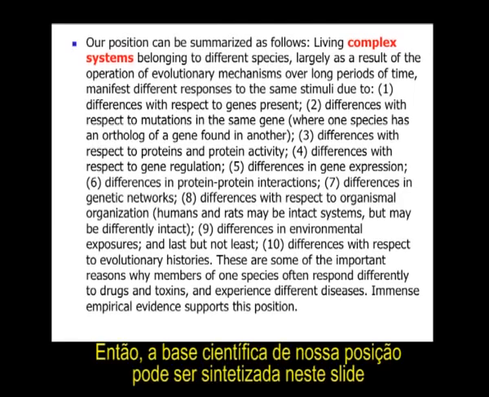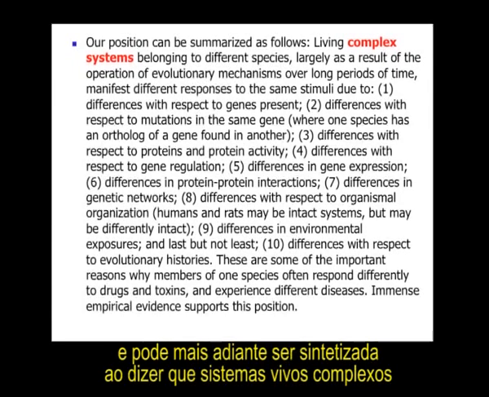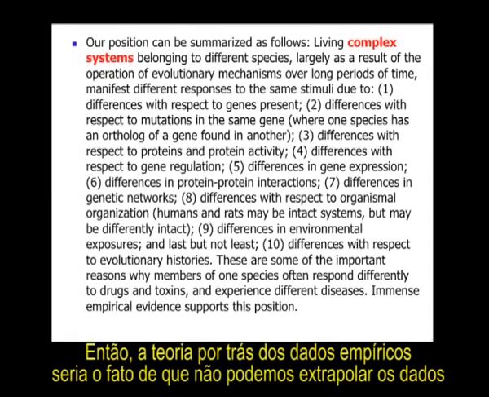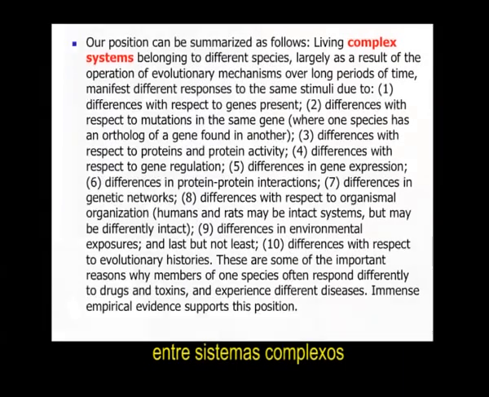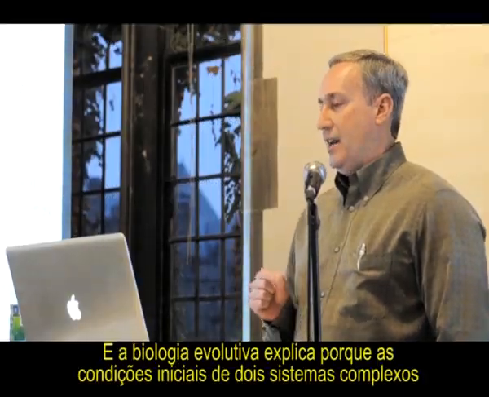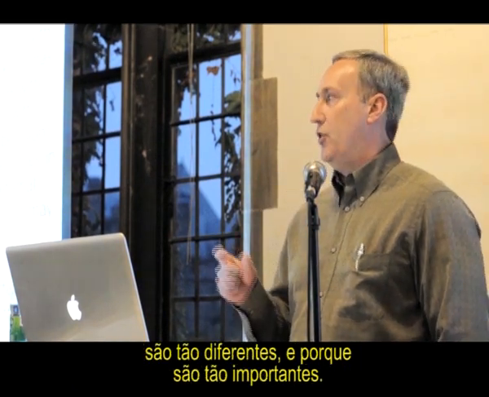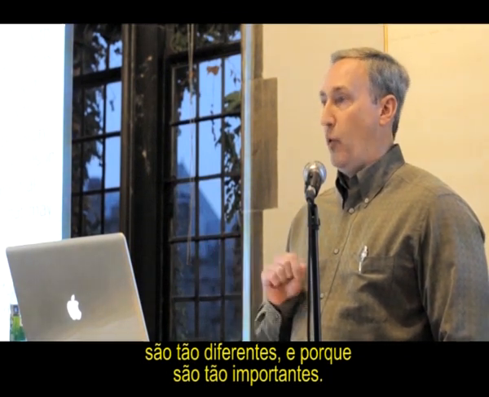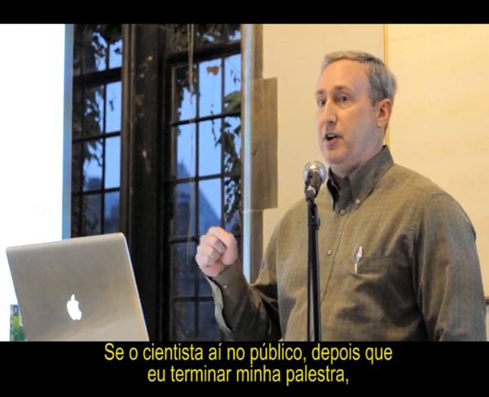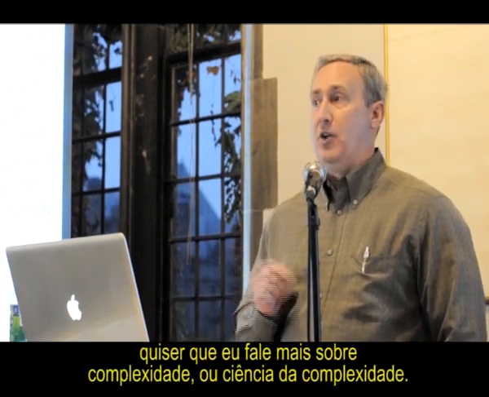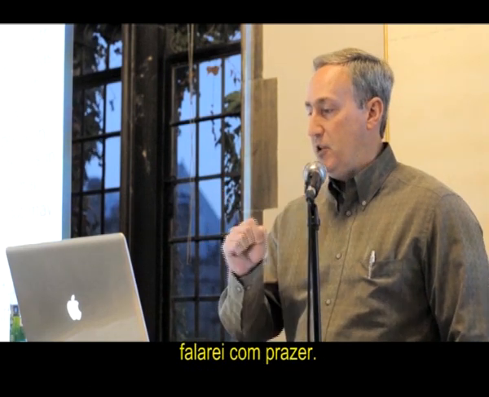Okay, so the scientific basis of our position can really be summarized in this slide. And it can furthermore be summarized by saying that living complex systems have evolved over time. So the theory behind the empirical data would be the fact that you cannot extrapolate results between complex systems, okay? And evolutionary biology explains why the initial conditions of two complex systems are so different and why they are so important. Now, for the scientists in the audience, after I finish my little lecture, if you want me to talk more about complexity and complexity science, I am happy to do that.